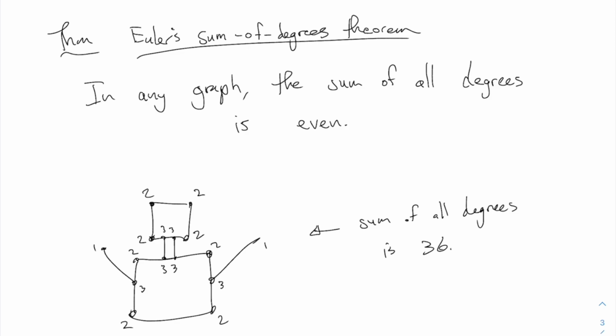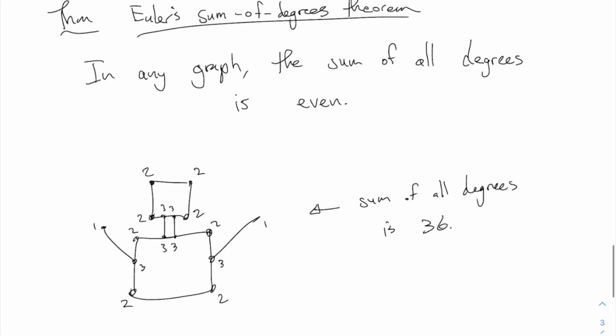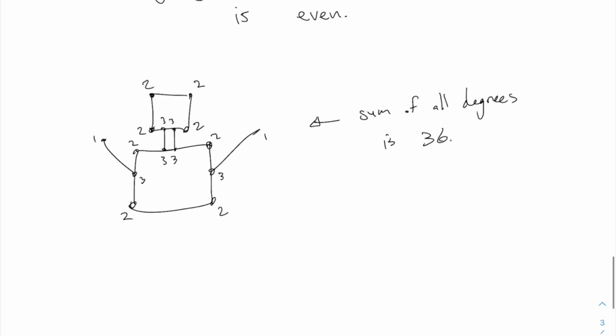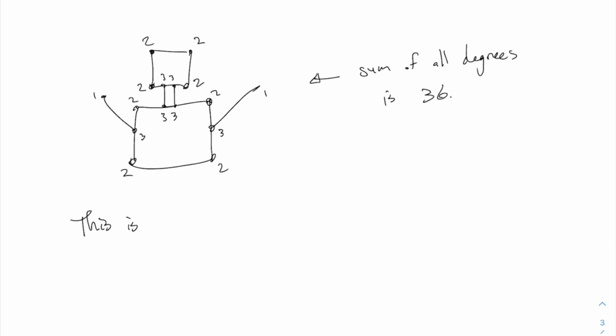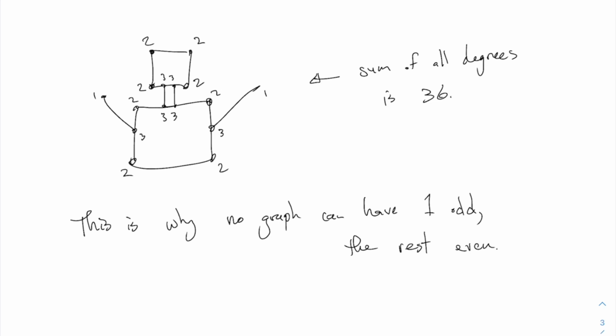And this is also why it's impossible to have only one odd and the rest even, because then when you add them up, you would end up with an odd, because an odd plus an even is an odd. So anyway, this is Euler's sum of degrees theorem: the sum of all the degrees is even. So this is why no graph can have one odd, the rest even. Because in that case, if you were to add up all the numbers, you'd end up with an odd, which is impossible. All right. This is Euler's sum of degrees theorem.